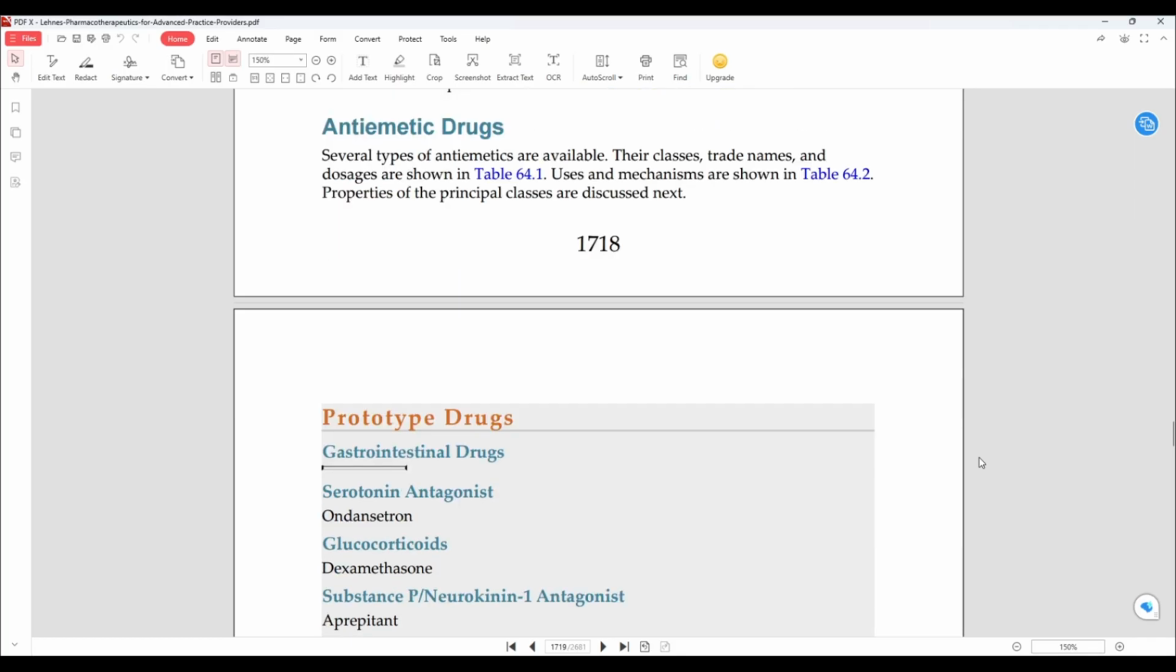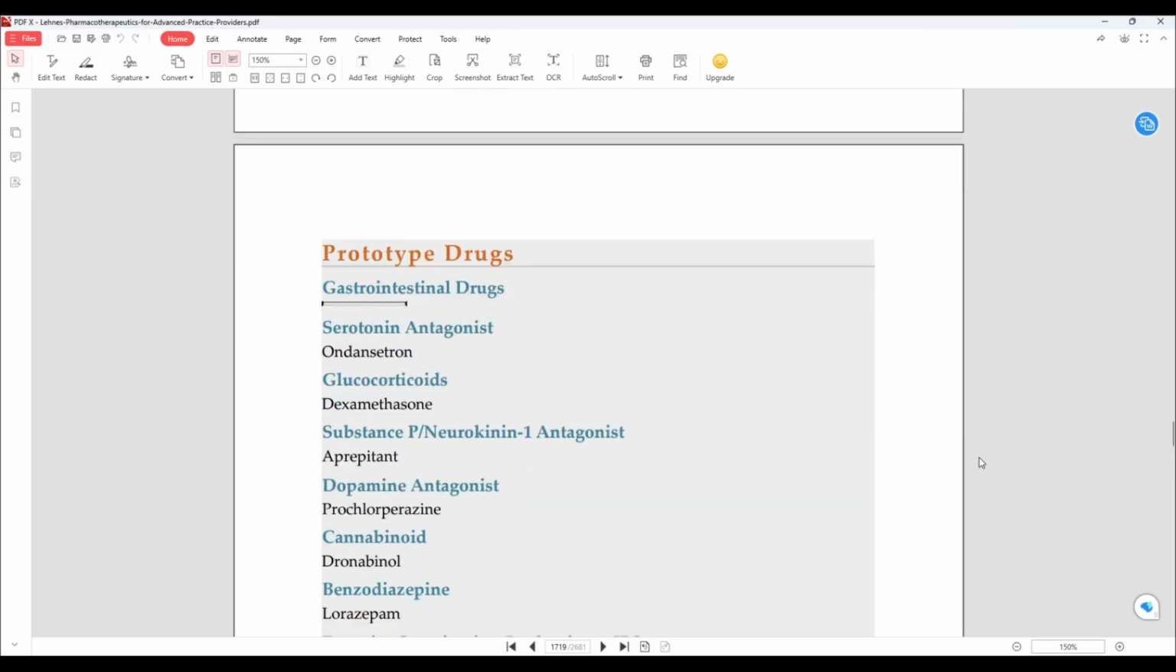So, antiemetic drugs. Several types of antiemetics are available. Their classes, trade names, and doses are shown on the following table. Uses and mechanisms of action will be on the following table. Properties of the principal classes are discussed next.